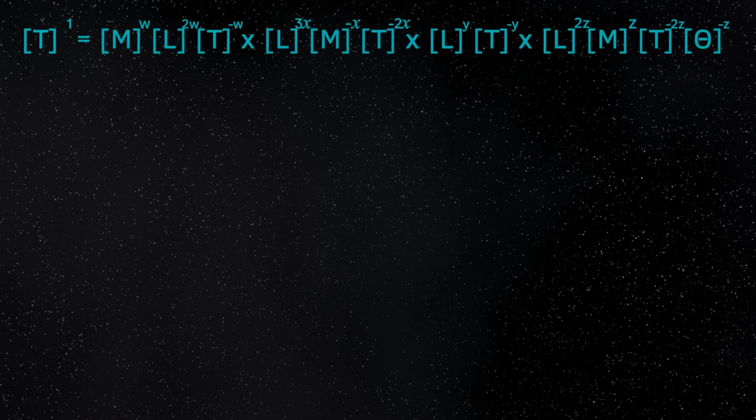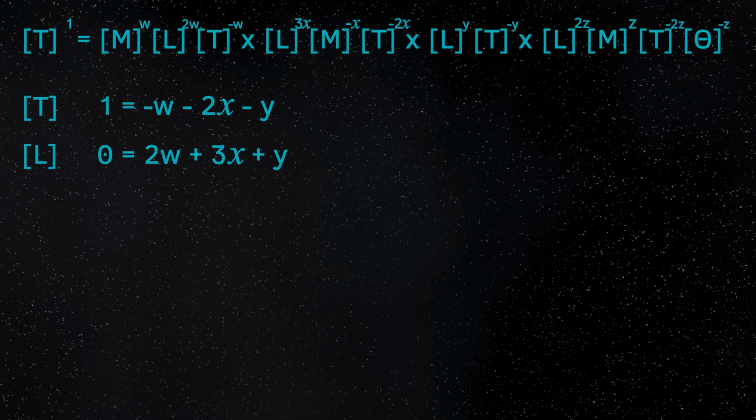So now t to the 1 equals some power of h bar, g, c and kb. And this gives us this equation, again with the right hand side being exactly the same as before. We know that z is going to equal 0, so I'm going to ignore it from the start. For t, 1 equals minus w minus 2x minus y. For L, 0 equals 2w plus 3x plus y. And for M, 0 equals w minus x.